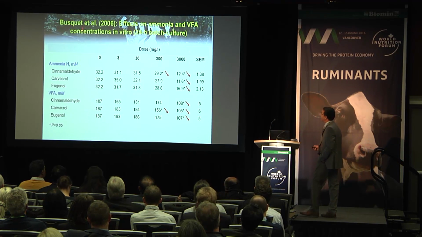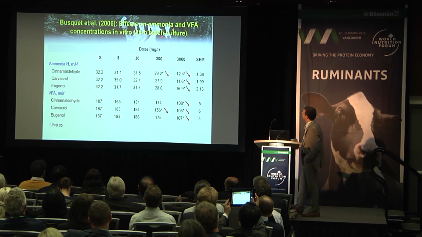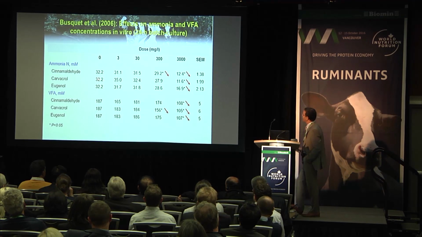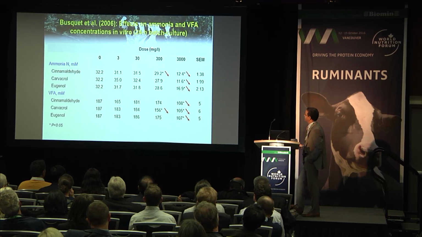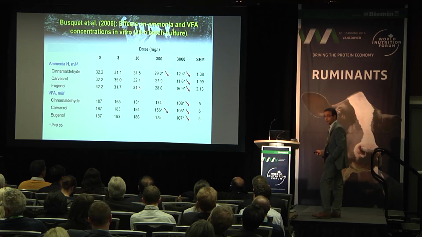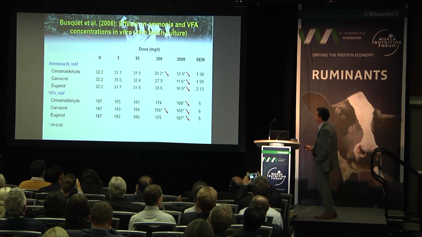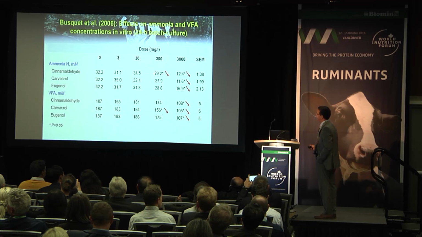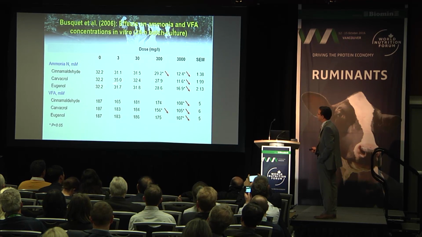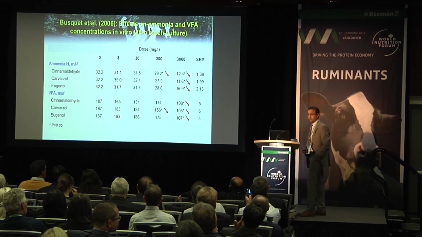So on this slide, I'm reporting, this is by Busquet et al., the effect of different essential oils on ammonia and VFA concentration. As you can see here, there is a dose effect of essential oils, and higher doses of cinnamaldehyde, carvacrol, eugenol, 300 and 3000, were required to inhibit ammonia production in vitro.